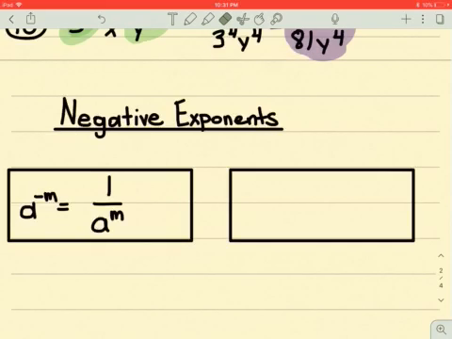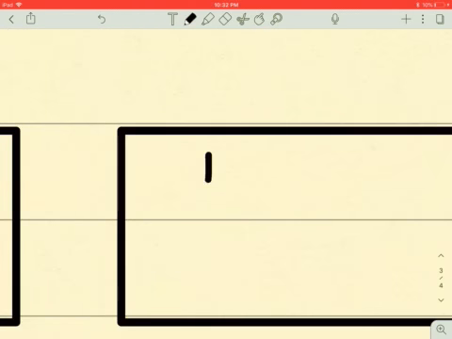So on Thursday we learned that a to the negative m is the same as 1 over a to the m, and that's applied right here. Today we're going to say, what happens if I have 1 over a to the negative m? What do I do there?